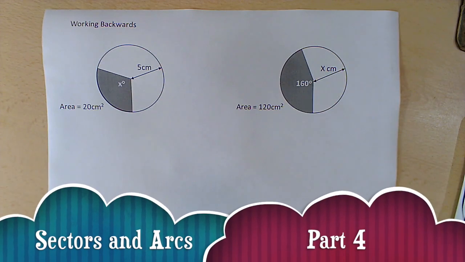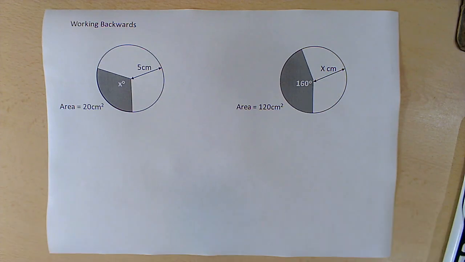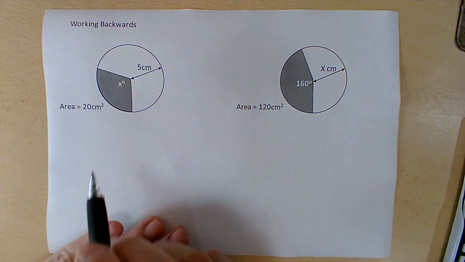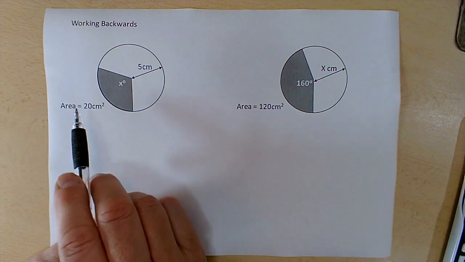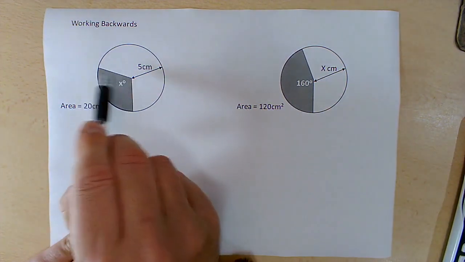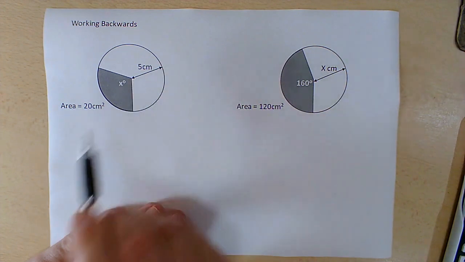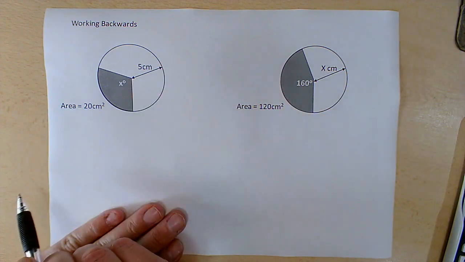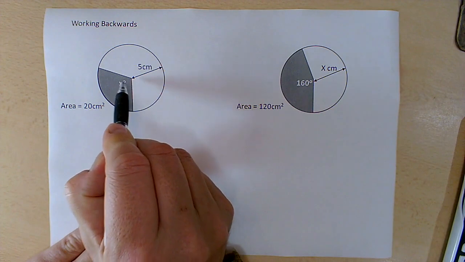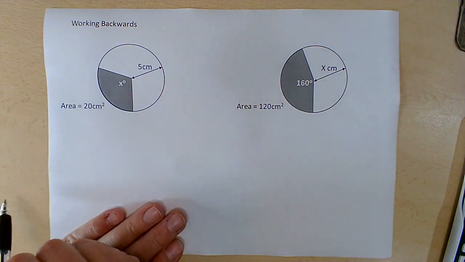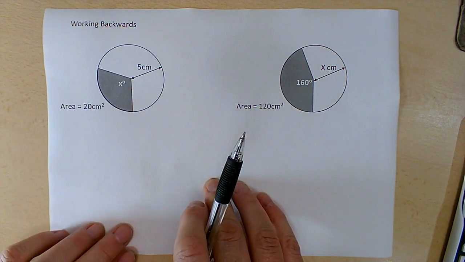So now we can use the information we already have to solve some problems where we have to work backwards. Let's look at this first one here. In the first one, we're told that the area of this sector is 20 centimetres squared. We're told that the radius of the circle is 5 centimetres, but we're not told the angle of the sector. We're expected to work out what that angle is.